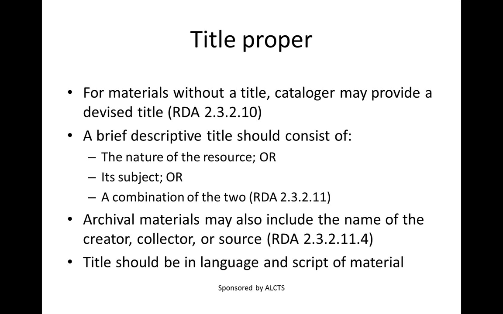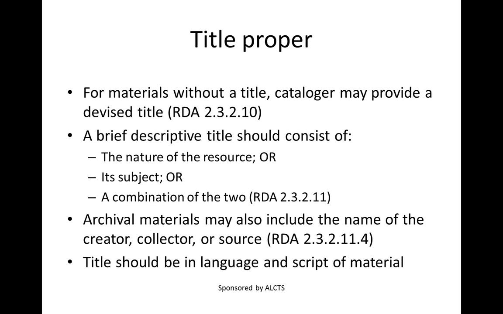So the first core element in RDA for an archival aggregate would be the title proper. Although the general guideline for titles in 2.3.1.4 is to, quote, transcribe a title as it appears on the source of information, again, due to the general lack of a designated source, the title will need to be devised by the cataloger. The rules allow these titles to be formulated in a variety of ways and can include either a term describing the nature of the resource, a term related to the subject of the resource, or a combination of the two.